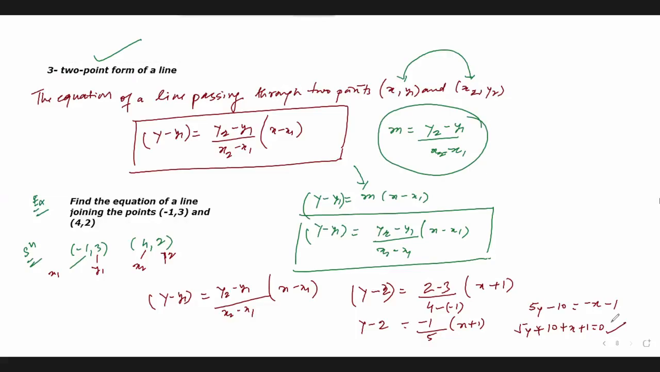So we have learned today 3 forms of a line. First was slope-intercept form. Second was point-slope form. Third was 2-point form of a line. Now we will be doing a 4th type of a line that is known as the intercept form of a line. What is it? It is the intercept form of a line.